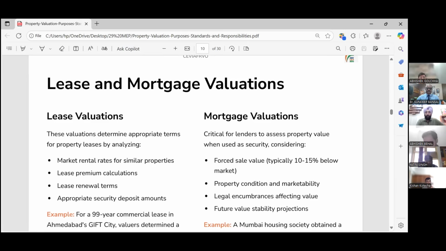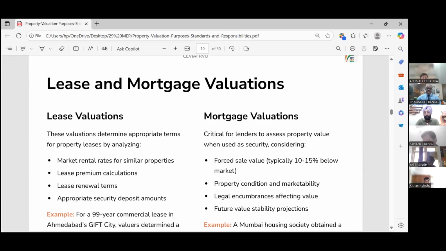So here your aim is to determine the market rental rates for similar properties. Then you may have to do the lease premium calculations. So you know what is premium? Premium is the lump sum amount which is paid at the start of the lease period, and its aim is to reduce some agreed rent. And then you may have to do the valuation at the time of renewal to determine the lease renewal terms, and maybe to find out the appropriate security deposit amounts.